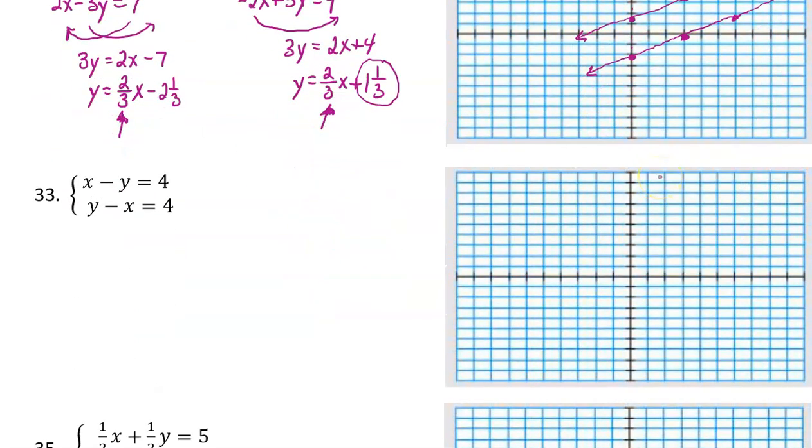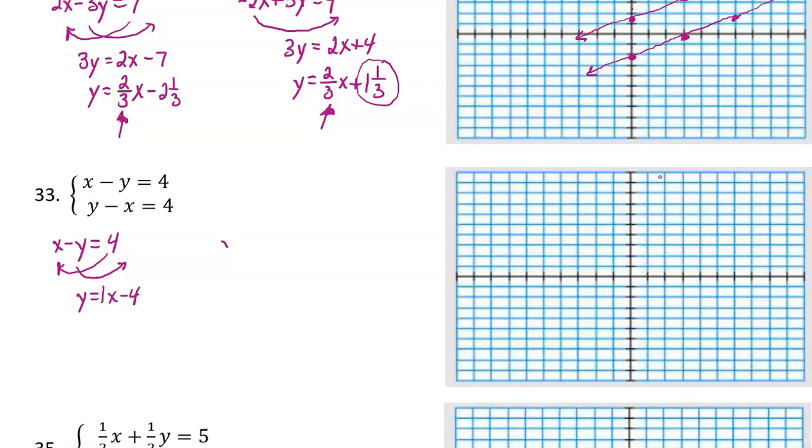Number 33. The first equation is in standard form. Let's rearrange it so it's in slope-intercept form. One way to do it is to add the y to the right side while you're subtracting the 4 to the left side. You'll get y equals x minus 4. And remember, when there's no number shown in front of x, it is a 1.